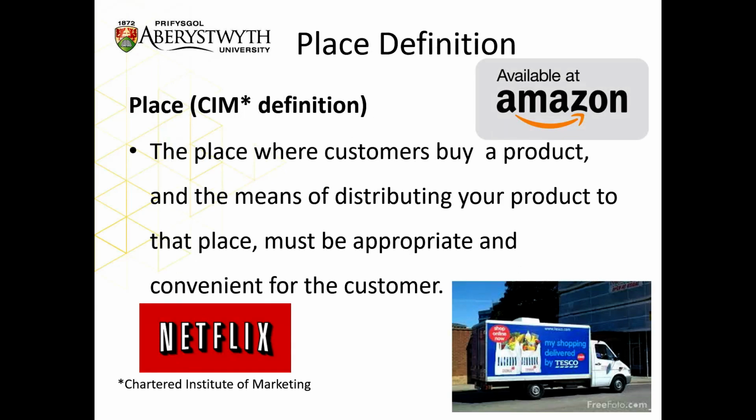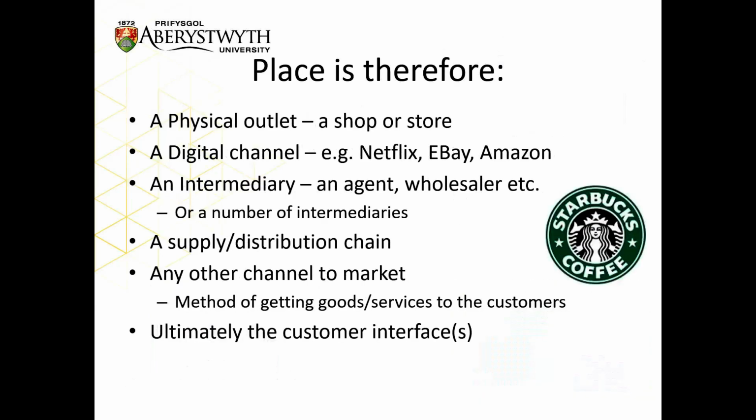But first of all, we need to look at what a definition of place is. And the Chartered Institute of Marketing has one here, which is that place is the place where customers buy a product, the means of distributing your product to that place, which must be appropriate and convenient for the customer. So that really encompasses everything that we'll look at. In the old days, if you like, place was just the physical place. It was the bricks and mortar. And today we now have a mix of digital and physical channels to market, and it's become a lot more complex overall.